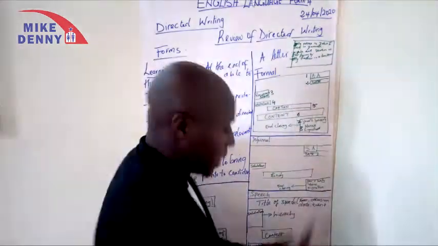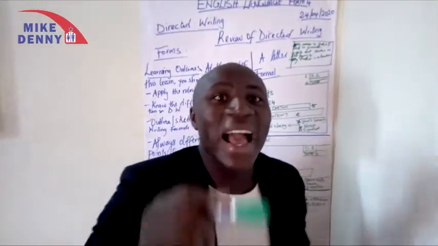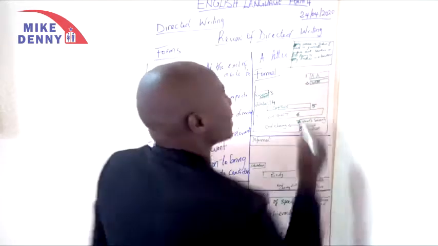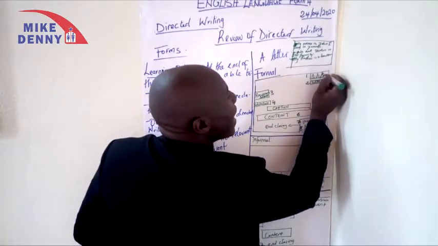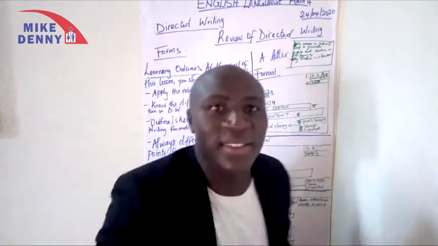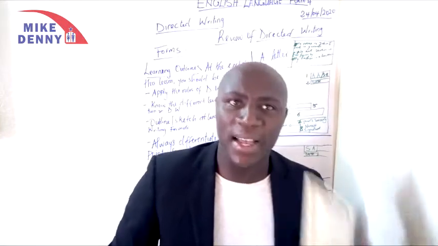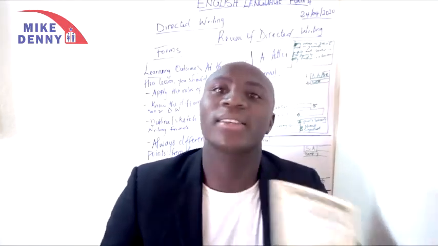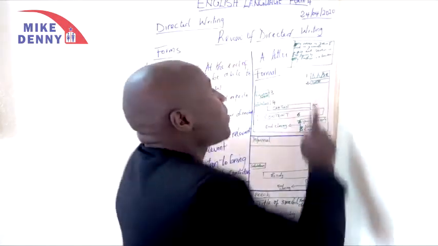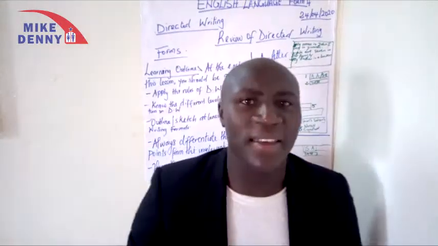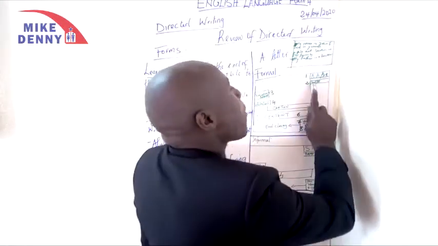We start with the addresser's address. The addresser's address is also known as the sender's address. This is the person who is sending the letter. So we have the addresser's address and or the sender's address. After this, we skip a line and write our date.